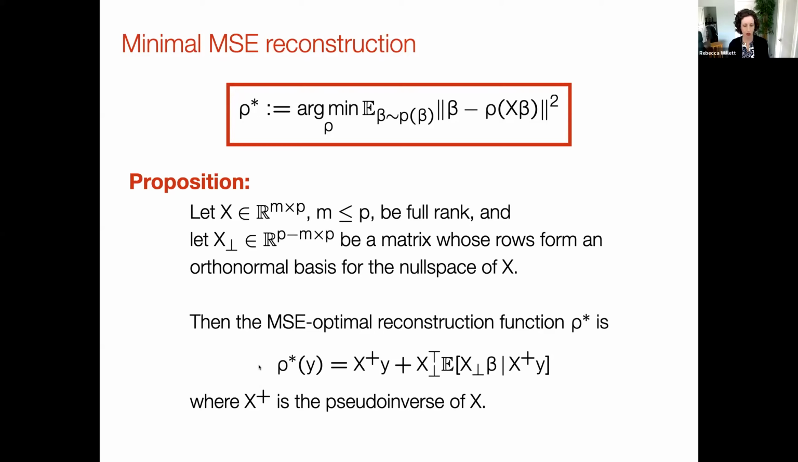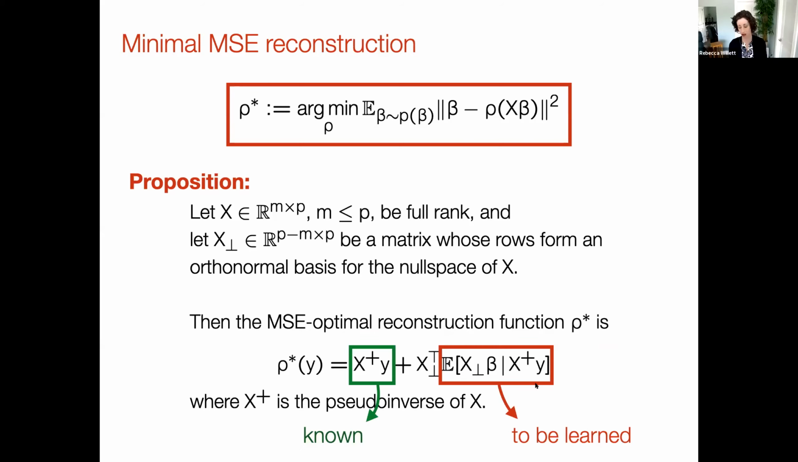So what we can show is that this rho star has a very particular form that I've shown towards the bottom of the slide here, where rho star for a set of observations y corresponds to the pseudo-inverse of x times y, plus this x perp that we just talked about, transpose, times the conditional expectation of x perp beta given x pseudo-inverse times y. So when we look at this, we see there are basically two terms. The first term is something that's known, and we can just flat out calculate. And the second term is essentially what we don't know and we'll have to learn from data. And we see that the thing that we have to learn from data corresponds exactly to this notion of a conditional density that I just described on the previous slide.